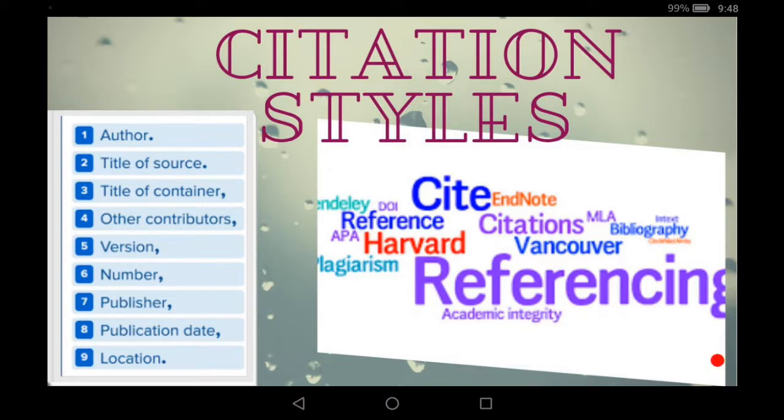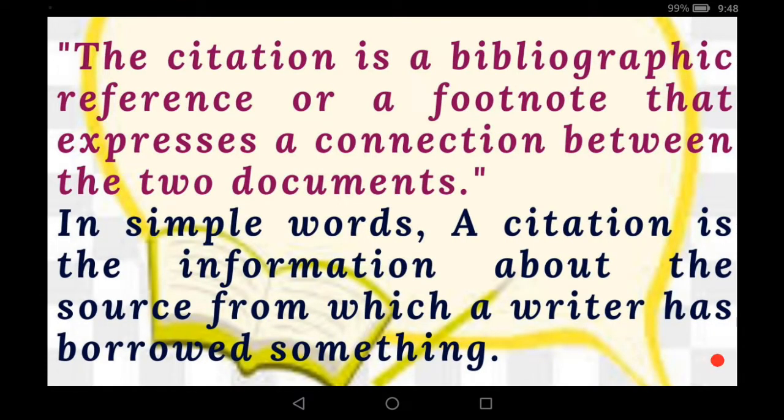questions are asked about certain citation styles, and whenever we write a research paper, we must be aware of the latest citation styles, which styles are followed by the standard procedures. So friends, let's talk about what is citation and what are the common citation styles. First of all, the basic definition of citation: citation is a bibliographic reference or a footnote that expresses a connection between the two documents.